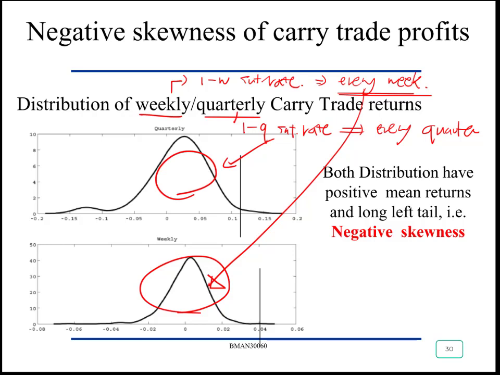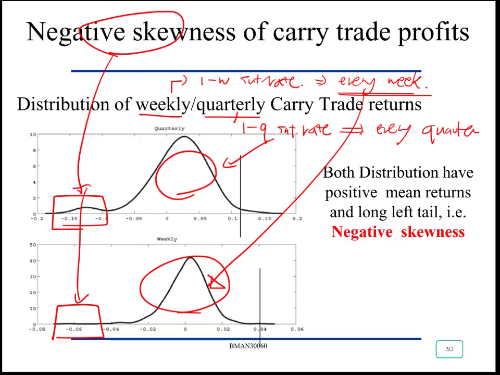As you can see here, we have some skewness on the left-hand side. This is the meaning of negative skewness. By the way, what is the nature of this, too? When do you get positive return or negative return from implementing carry trade strategy?